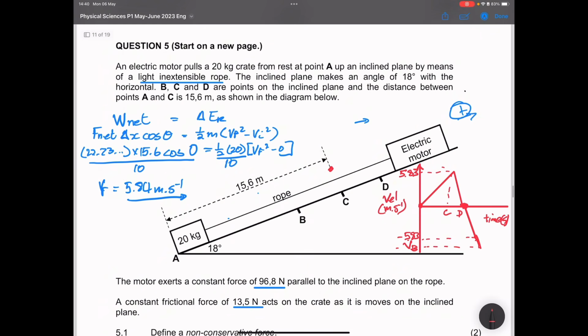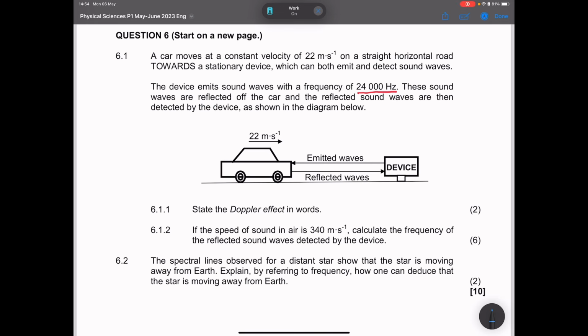We're going to move on to question 6 next. In question 6, they say we've got a car that moves at a constant velocity of 22 meters per second on a straight horizontal road towards a stationary device which can both emit and detect sound waves. They say the device emits sound waves with the frequency of 24,000 hertz. Very important, I've highlighted it there. They say these sound waves are reflected off the car and the reflected sound waves are then detected by the device as shown in the diagram below.